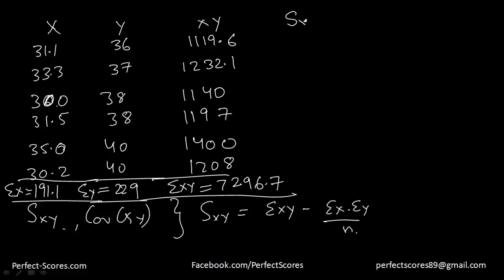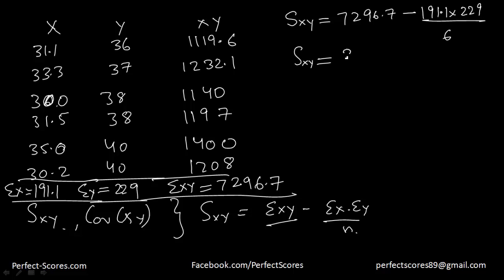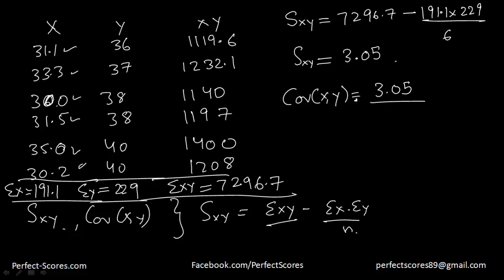So the value of Sxy is going to be equal to summation of xy, which is 7296.7, minus summation of x into summation of y, which is 191.1 times 229, divided by the number of terms. If I calculate this value, Sxy is going to be equal to 3.05, and the covariance of x and y is going to be Sxy divided by the number of terms. That means there are 6 terms, 1, 2, 3, 4, 5, 6. So this is going to be my covariance.